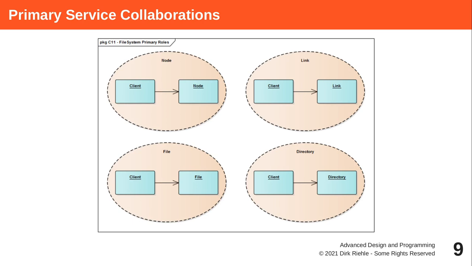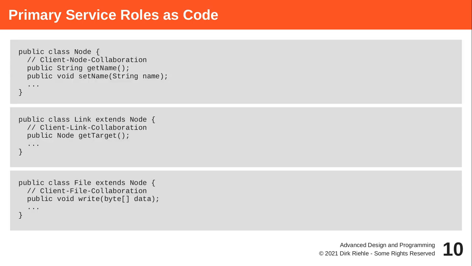You can see a rectangular box that would be a role type, and then the dashed oval around it that shows the boundary of the collaboration. So the node collaboration contains two roles, client and node. And so do the other collaborations, always just a client and then a role for the primary service. Very simple, but it will get a bit more complicated in a bit.